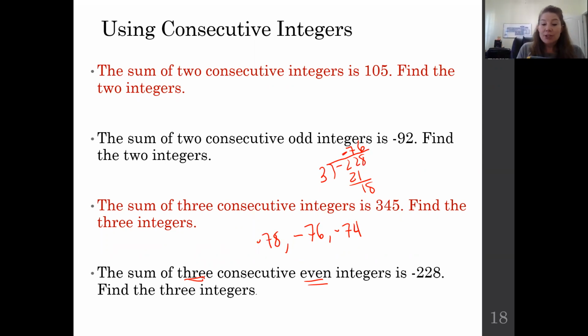All right, so then double check, make sure first, are they all even? And the answer is yes. Secondly, do they add up to negative 228? Well, add your answers together. And yes, I got 228. All right, and make sure if the answer is negative that your numbers are negative.